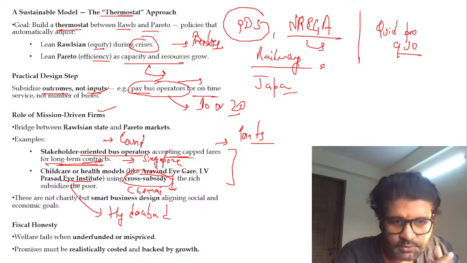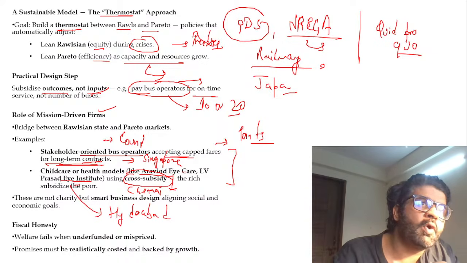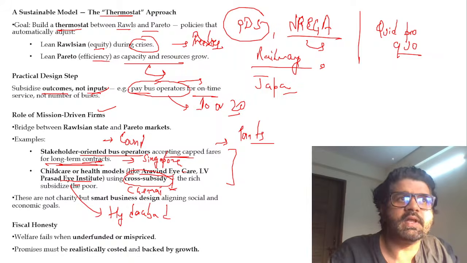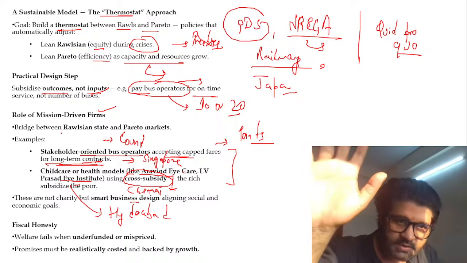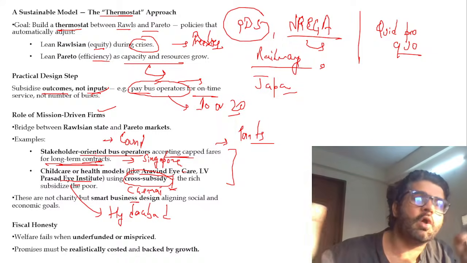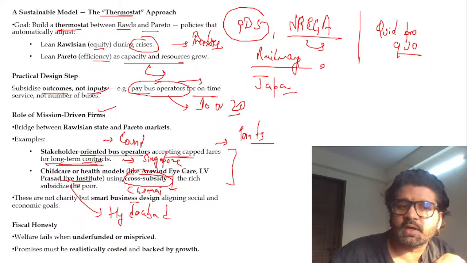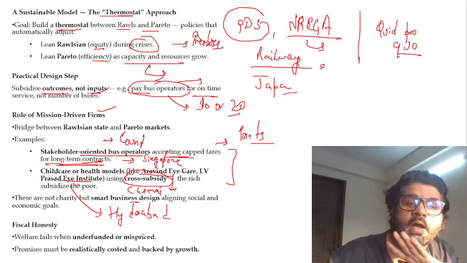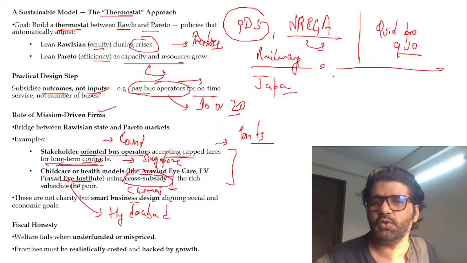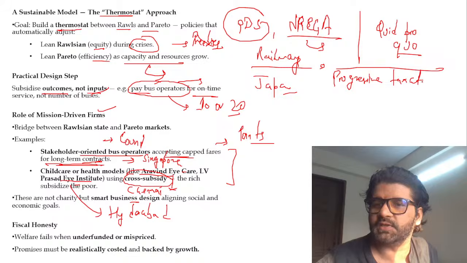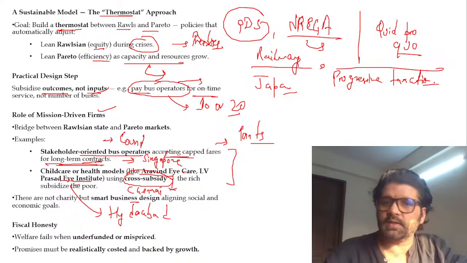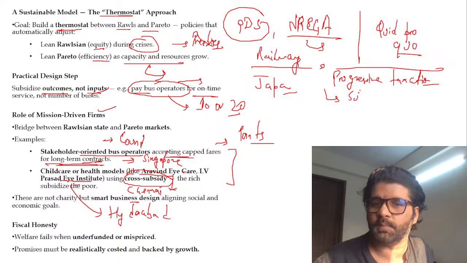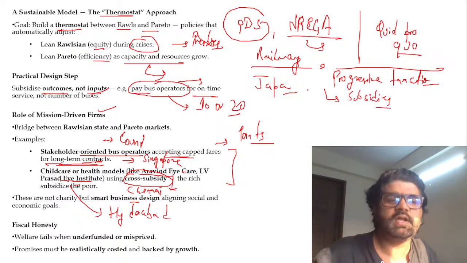Again, to a certain extent, it's good, but it should not go beyond a point where rich people feel like they are getting exploited. So these are not charity but smart business design. This can be expanded on a national level, with stakeholder-oriented bus operators, child care or health models. Actually, we are doing that only when we do progressive taxation. When you talk about different types of taxation, progressive and proportional, in a way we are taxing the rich and then giving that money via subsidies to the poor. So this is happening.